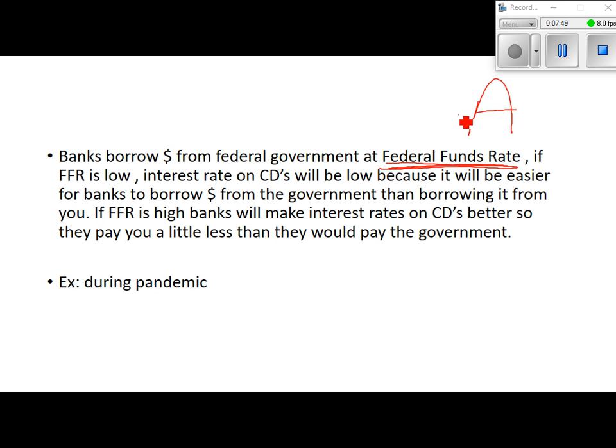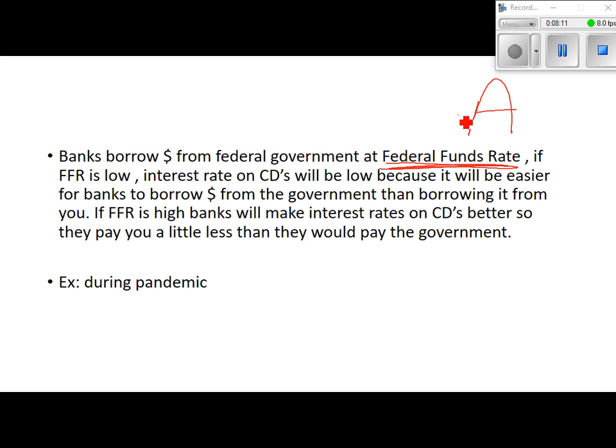The reason for that is if the bank can borrow money from the federal government pretty cheaply, then they're not going to want to borrow money from you, right? Because if they can do it cheaper, paying the federal government less, then that's what they're going to do, because a bank is still a business and they're still trying to make money.